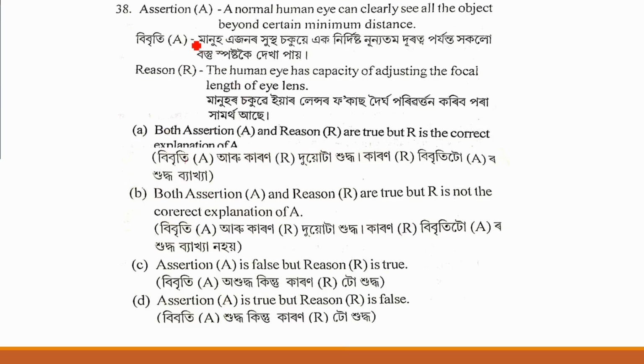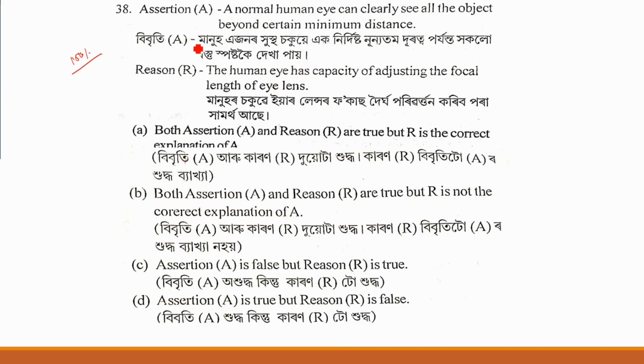Question number 38. A normal human eye can clearly see all objects beyond a certain minimum distance, and the reason given for this assertion is that the human eye has the capacity of adjusting the focal length of the eye lens. So dear students, in our upcoming HSSLC exams, that is in the year 2025, question patterns have been changed a little bit, the MCQ pattern has been changed a little bit by the SEBA board. So you can expect this question. You have to expect this question. Assertion-reasoning questions will come in the exam. You have to expect it 100%.